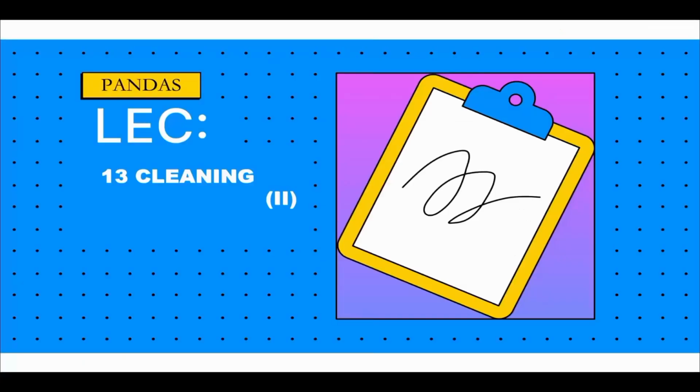Hi guys, welcome back to our course on pandas. In our last lecture, we started the topic of data cleaning and I demonstrated how to remove a column and how to remove rows with none or not a number values. Today we'll see how to replace the null values with the mean or median and other simple methods of data cleaning. So let's get started.